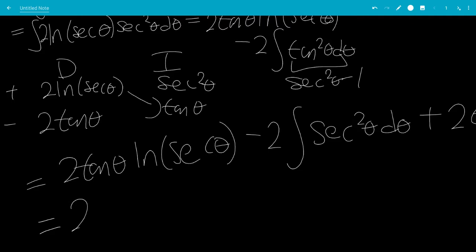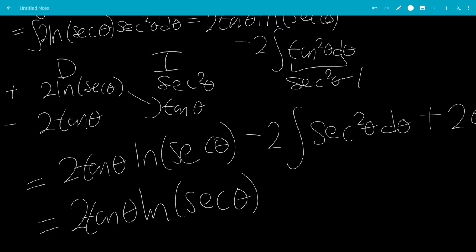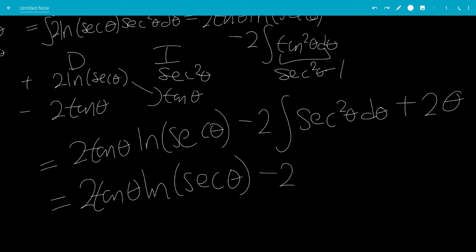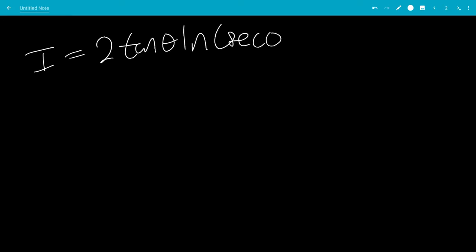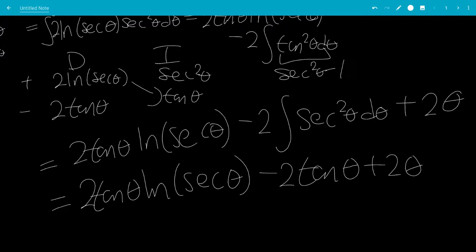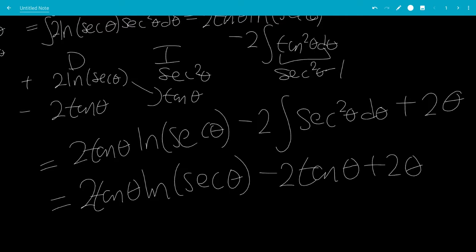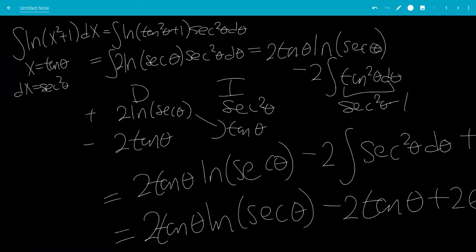So this will be 2 tangent theta natural log of secant theta minus 2 integral. So when we integrate secant squared theta, we get tangent theta plus 2 theta. So now that I have that, I is 2 tangent theta natural log of secant theta, and then we have minus 2 tangent theta plus 2 theta. And we know that x is tangent theta.